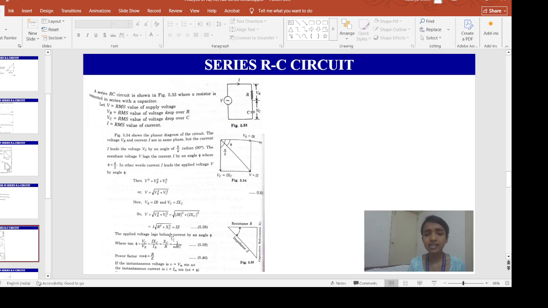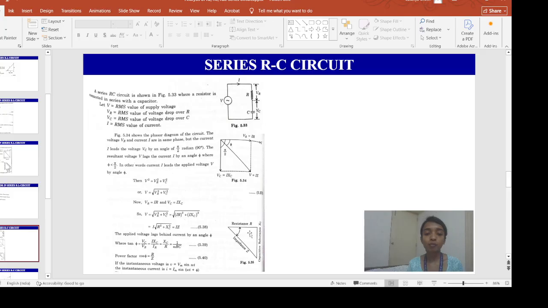Now, this applied voltage V lags behind this current by an angle of phi. So, if this is the angle phi, tan phi will be VC by VR. VC means I XC and VR is IR, so I will get cancelled, and it is XC by R. XC means 1 by omega C, so it will be 1 by omega RC.